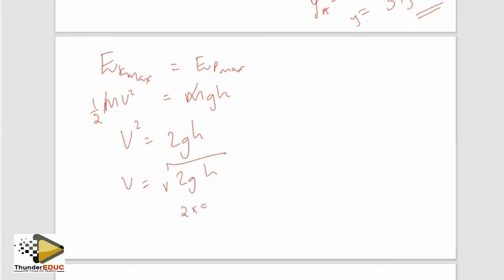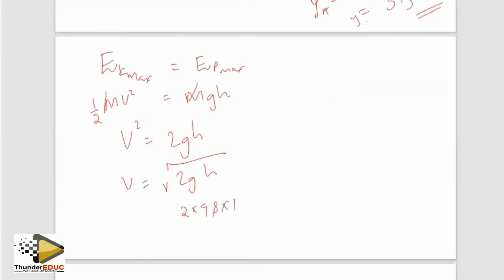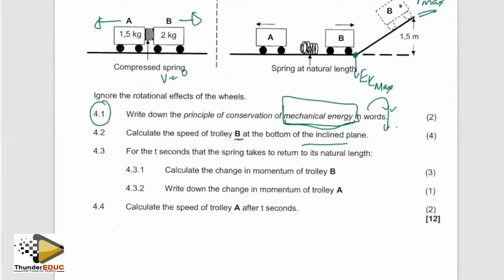So 2 times 9,8 multiplied by the height, which is 1,5, under the square root. Okay, so if I punch this into my calculator, this becomes 5,42 meters per second. So that is the velocity of trolley B just before the incline.